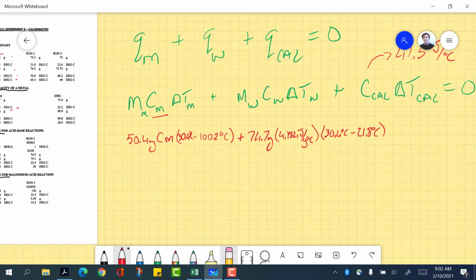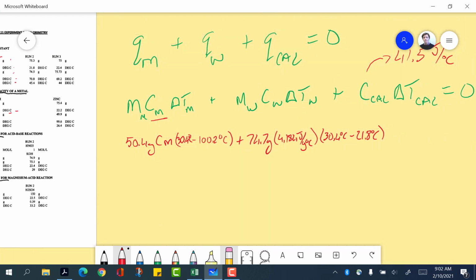There you are. And then the heat capacity of our calorimeter, that's the 41.5 that was calculated in the first part, joules per degree Celsius, times the change in temperature of the calorimeter. That's going to be the same as the change in temperature of the cold water, since the two sit together.